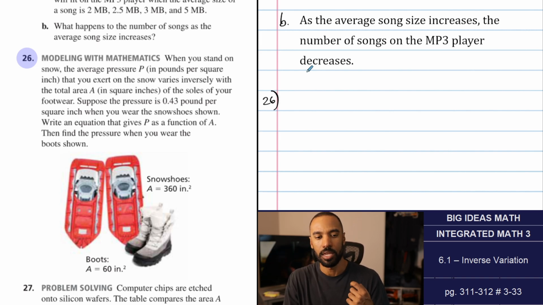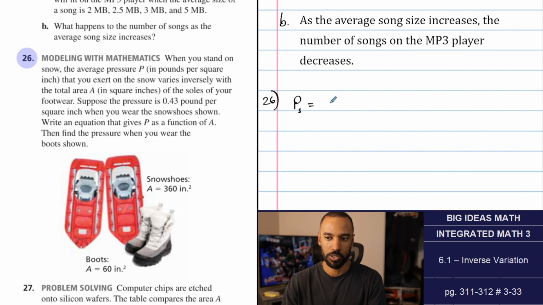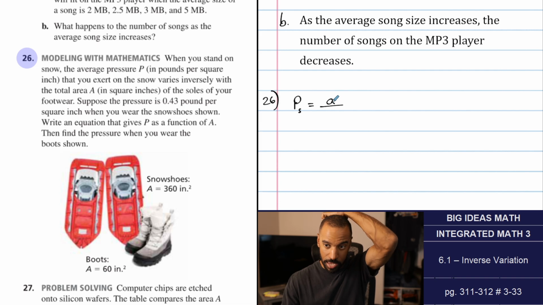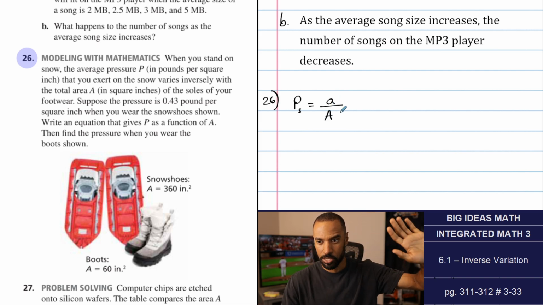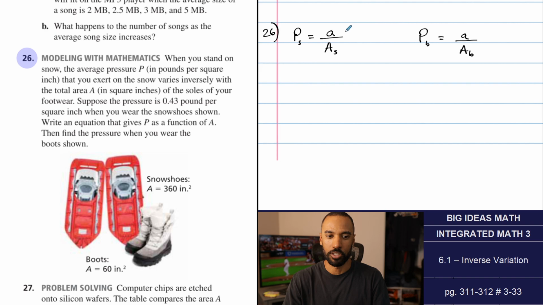So let's start with the snowshoes. So for snowshoes, hold on, I'm going to do P sub S. Pressure sub S equals a over, now this a is the constant of variation. This A is the area of this guy. This is A sub S. And then there's also a P sub boots. P sub B is a little a over A sub B, like that. So 2 different setups for what we're going to do. Let's start with the first one on snowshoes.